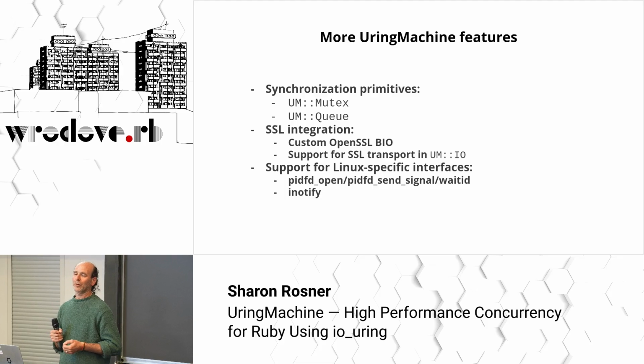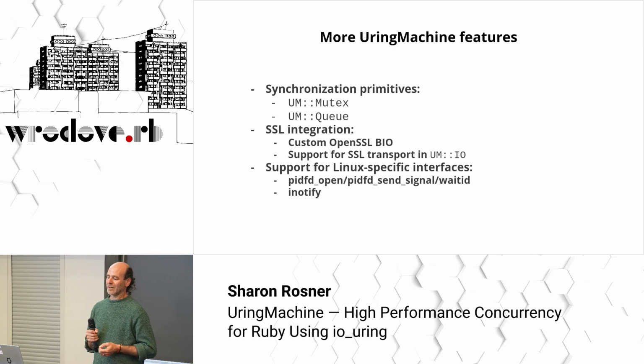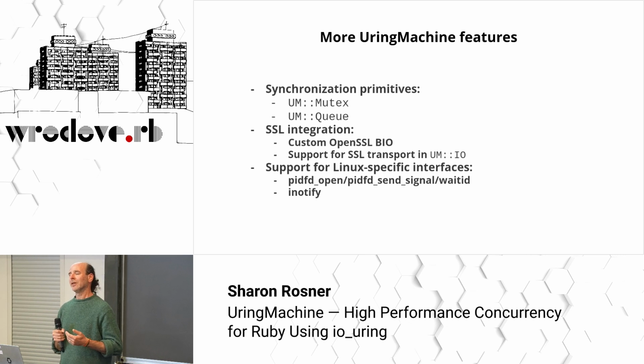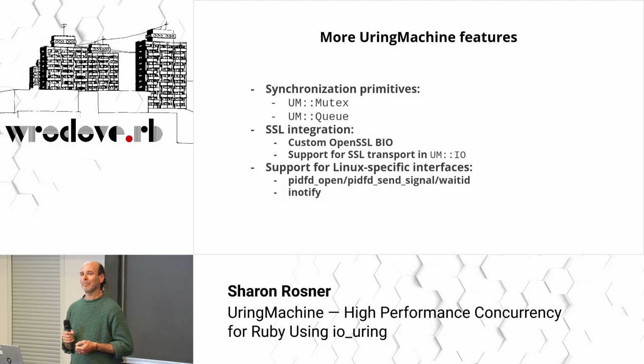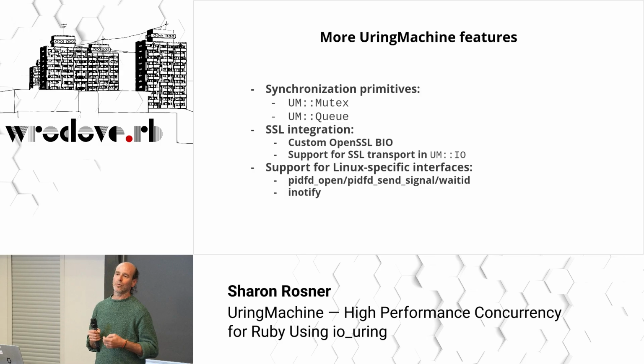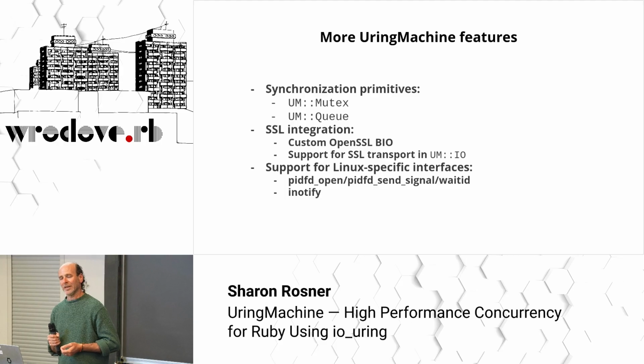There's also support for SSL in the IO class, such that you can implement protocols on top of SSL sockets. UringMachine also includes support for some Linux-specific interfaces, such as PID-FD, for working with processes using FDs instead of PIDs, and the inotify interface for watching file system events.